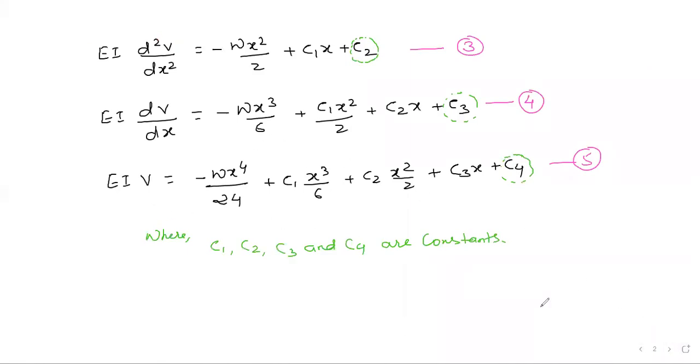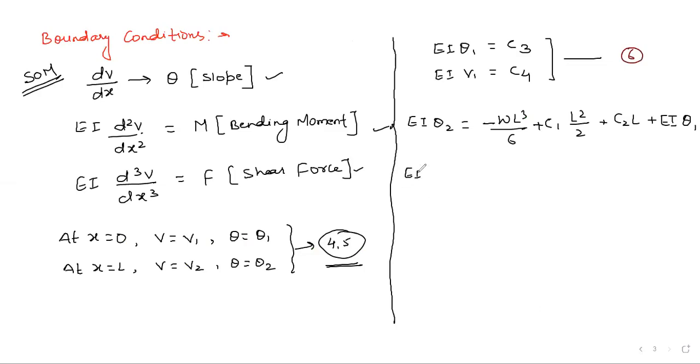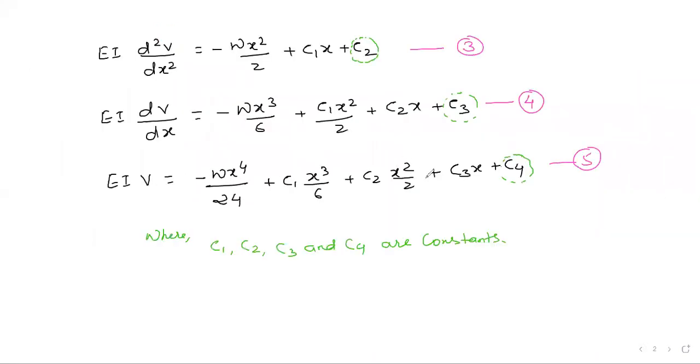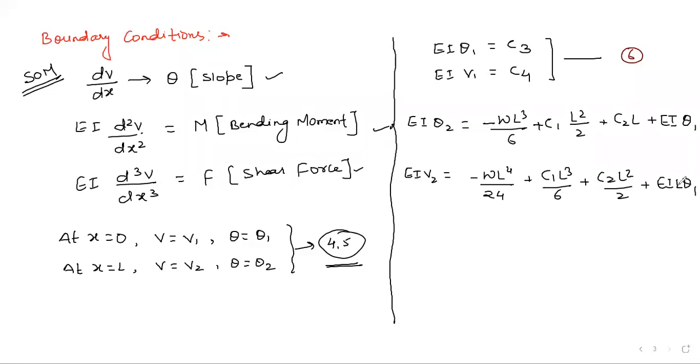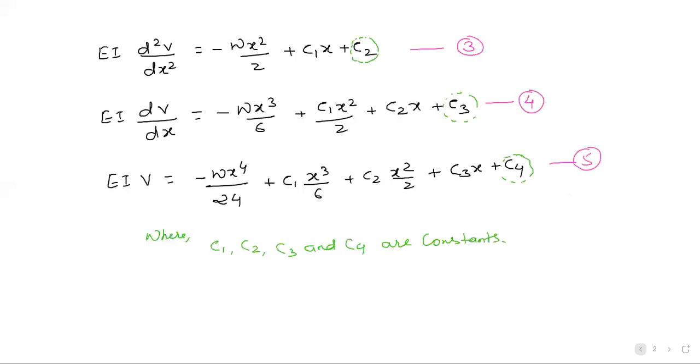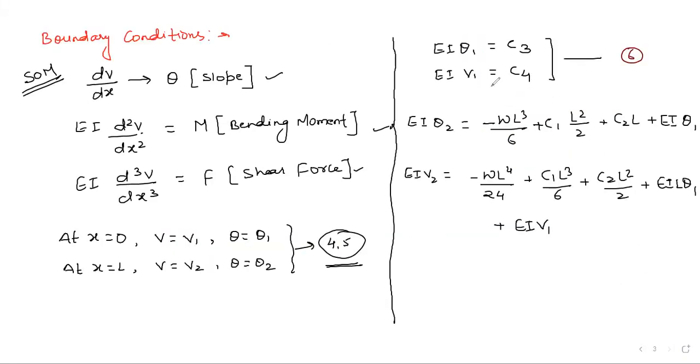Similarly, going for the next one, equation number 5, we will have EI V2 equal to minus WL4 by 24 plus C1 L cube by 6 plus C2 L square by 2 plus EI L theta 1, right? Because we have C3x here, and C3 we know is EI theta 1, so we have just replaced that with EI L into theta 1. In place of x we have kept L, plus EI V1, that is C4. We have already derived that C4 is nothing but EI V1, so I have kept EI V1 directly in place of C4.